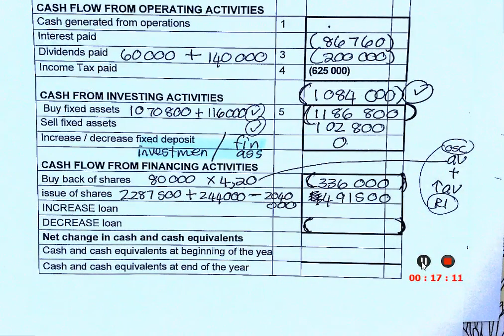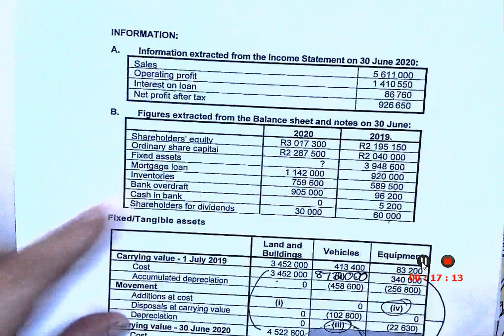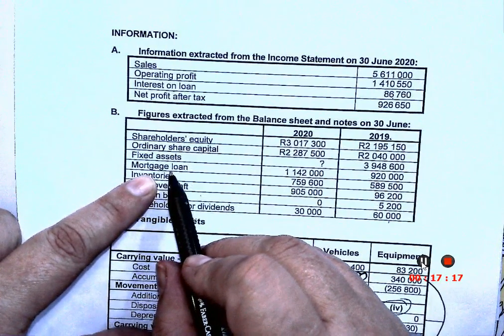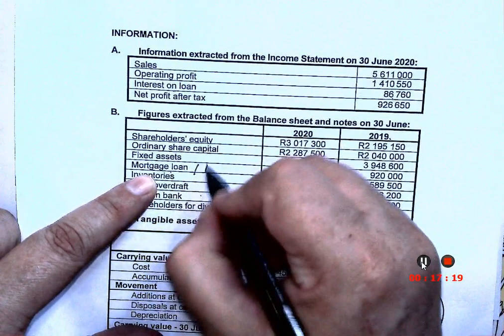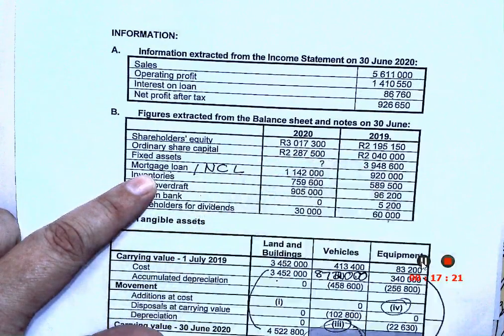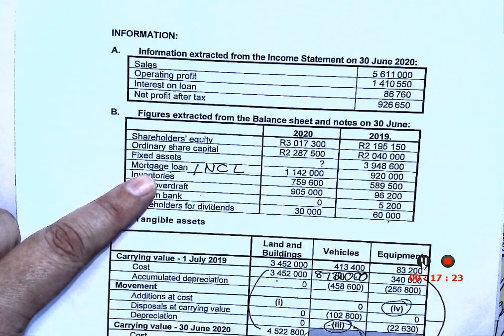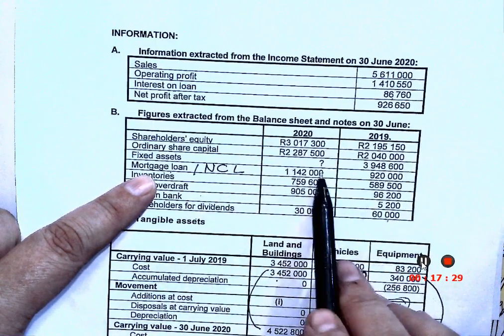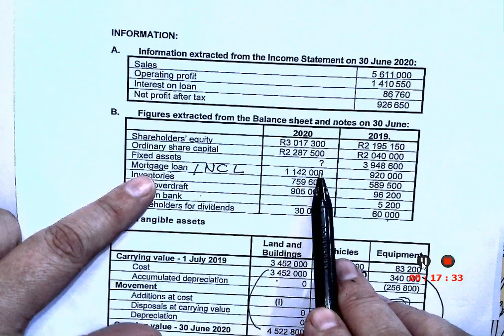Sharp. Okay, let's go look at loan. Do they give me loan? Yes. With loan, you must also look out. Sometimes they will say non-current liability instead of loan. Okay? So there's another synonym to look out for. So now let's look. Can you see it's an increase? Yes. They didn't give me information about how I pay back the loan.